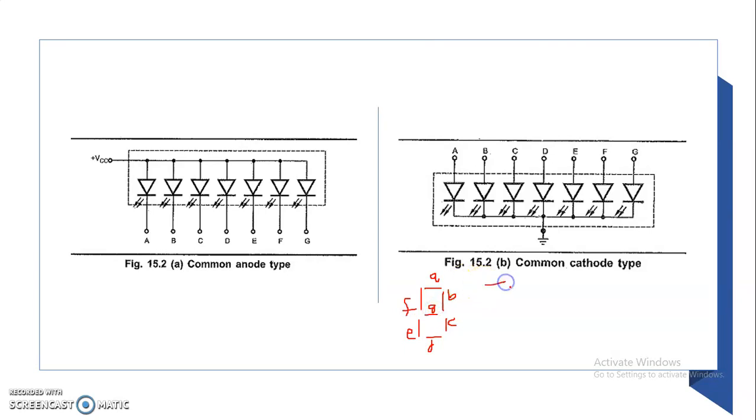2 means segment A, segment B, segment G, segment E and segment D have to be lit. So if I use common anode, then 0 volt has to be applied to A, B, G, E and D. The remaining segments will be given a high voltage. In the same way, in common cathode, whatever segments I have mentioned before have to be given plus 5 volt, and the other segments have to be given 0 volt.